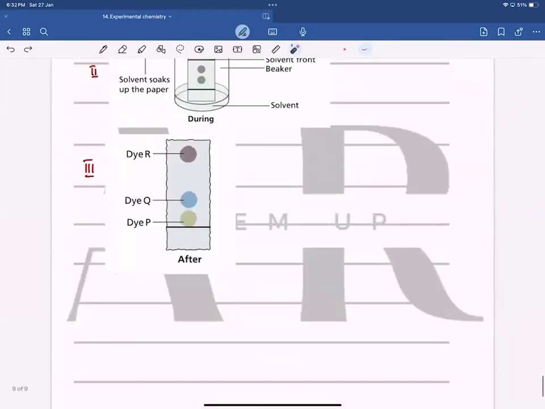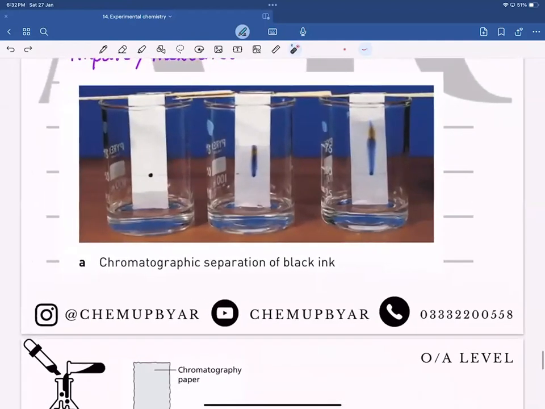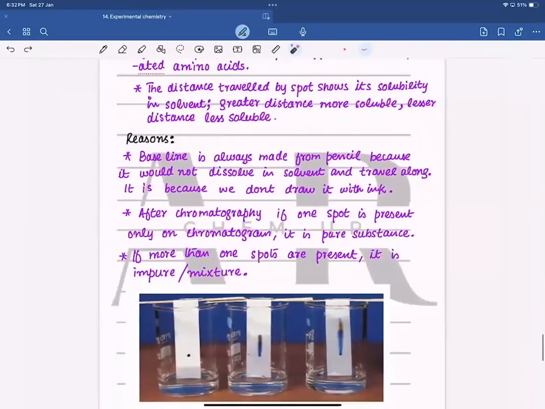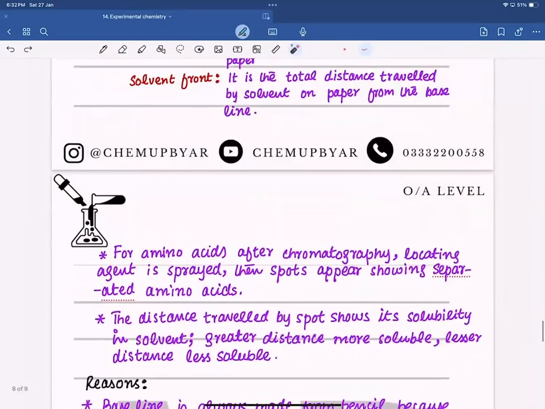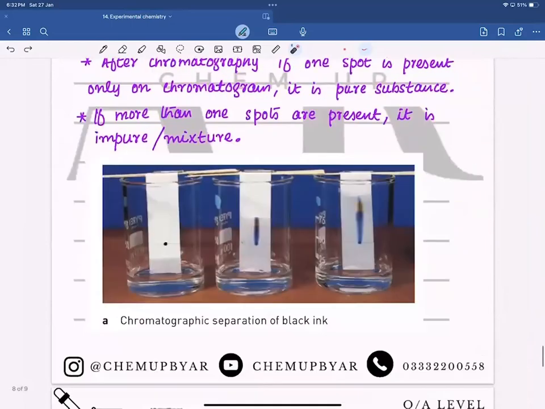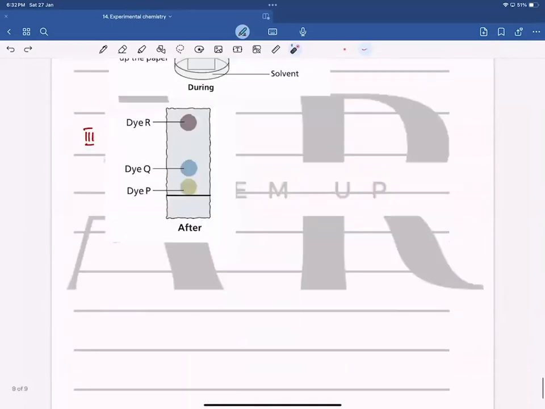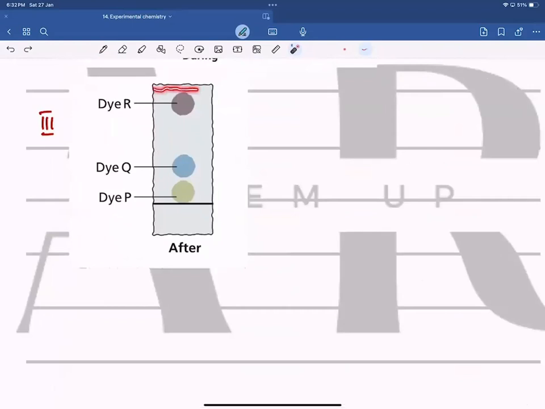Yes, sir. Okay. So here we are done with all of the experimental chemistry. Now let me see if we have a question specifically from chromatography. So we will read those. All right. This whole file is clear. The solvent front is this: from the baseline till where the solvent has traveled, that is the solvent front.